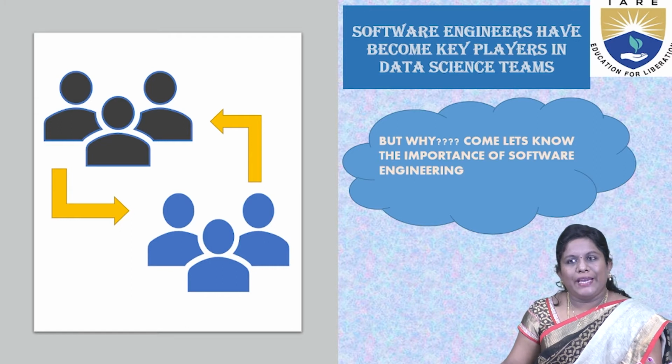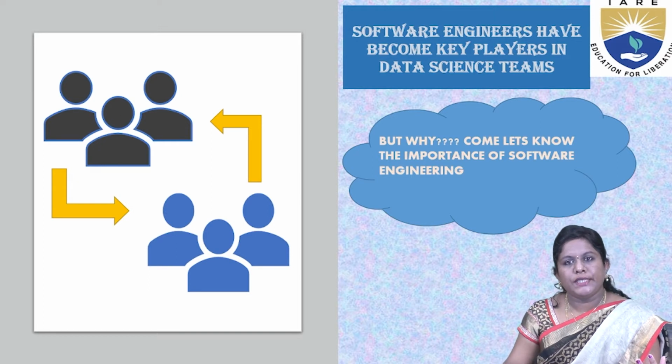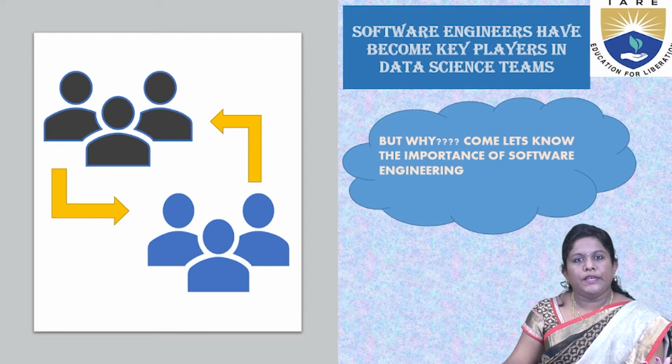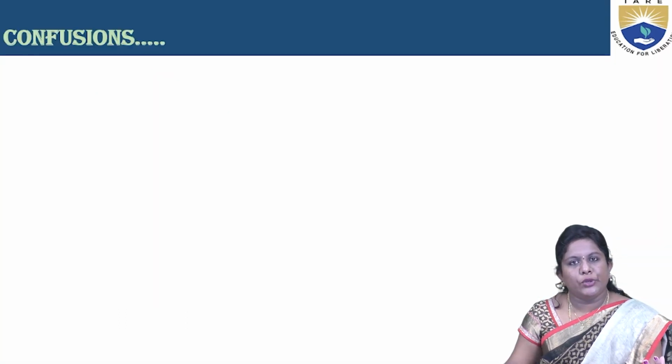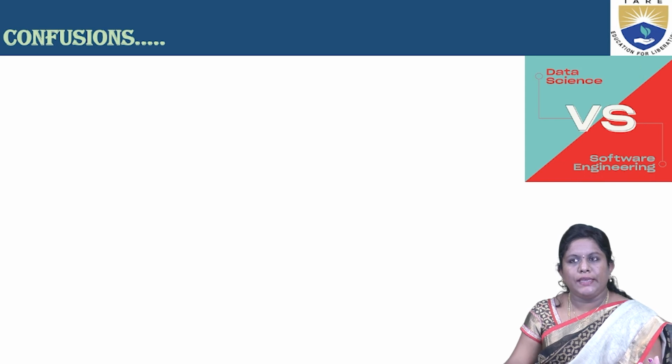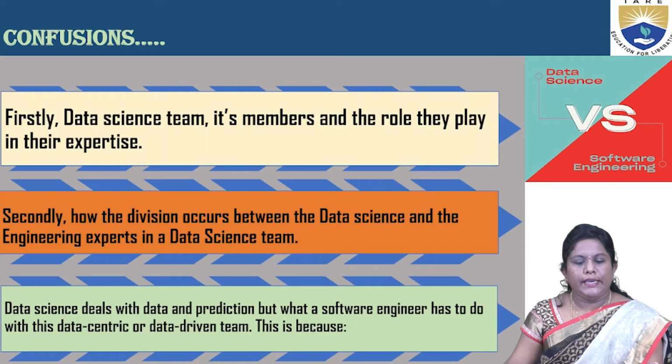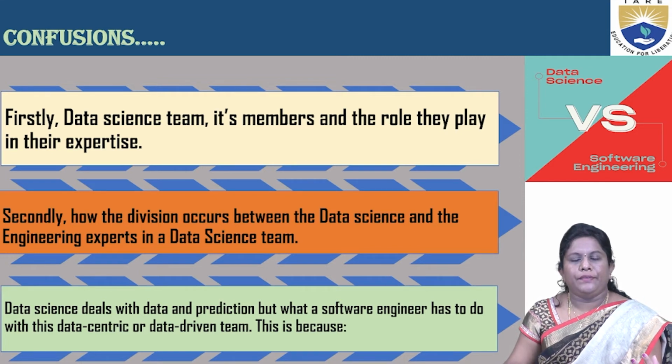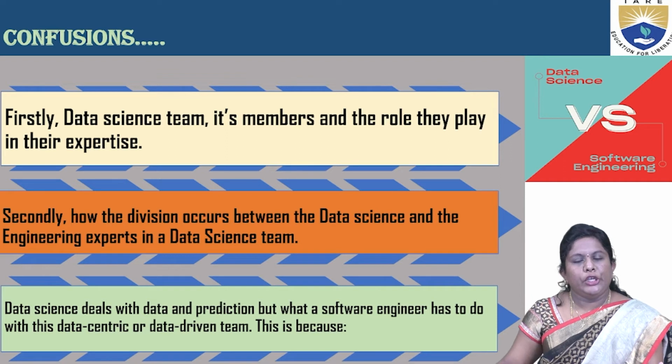Before we know exactly the importance of the role a software engineer plays, there are some confusions that arise with the terminologies themselves in the field of data science. So firstly, let us look at the confusions between data science and software engineering. Firstly, the data science team, its members and the role they play in the expertise, meaning you have a data science team, and there are members who play different roles.